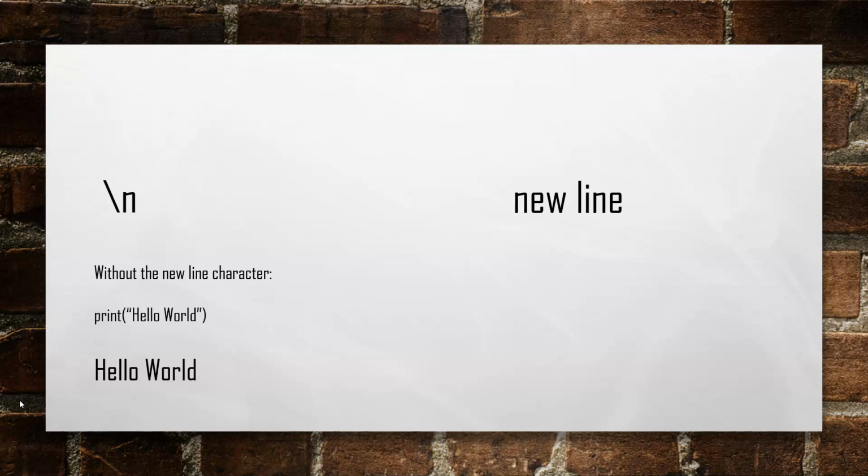Another character that I want you all to know about is the new line character. Now, ordinarily, if I just wanted to print hello world, this is the code that I would write. And the output would look like hello world. Both words are on one line. But if I use a new line character and I put it in between the hello and the world, it's going to print world out on a new line. That's what the new line character does. Whenever you insert it somewhere, it's going to print the remaining text on a new line.